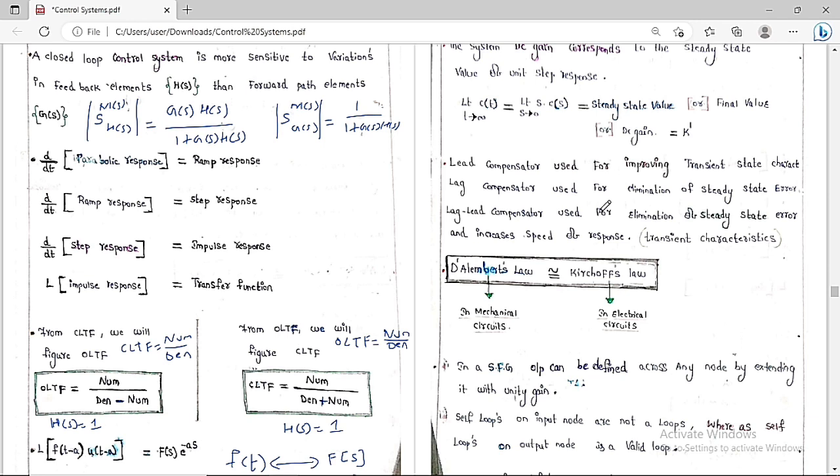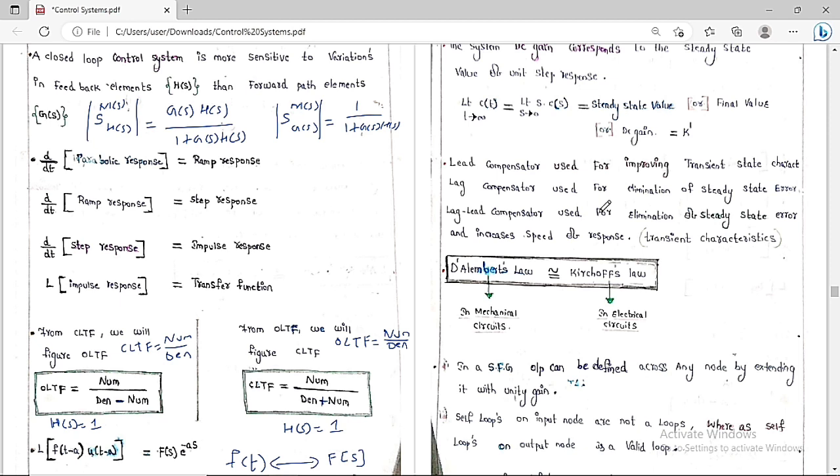Whereas the lag compensator is used to improve the steady state response, meaning it is going to eliminate the steady state error, meaning the steady state error will decrease with the help of the lag compensator, and it is going to decrease the gain crossover frequency. Whereas the lag-lead compensator is used to improve both the transient response as well as the steady state response, meaning it is going to increase the speed of the response as well as decrease the steady state error. So always keep these things in mind.